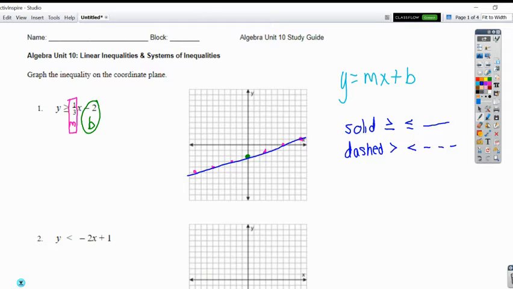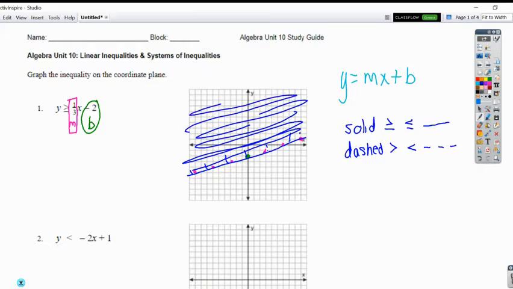And then we have to do the shading with this. Right now this says y is greater than, and so that y is greater than is going to have our shading up above the line. So we would have the shading this way. You can also consider using a test value. Perhaps you'd like the point at 0, 0.